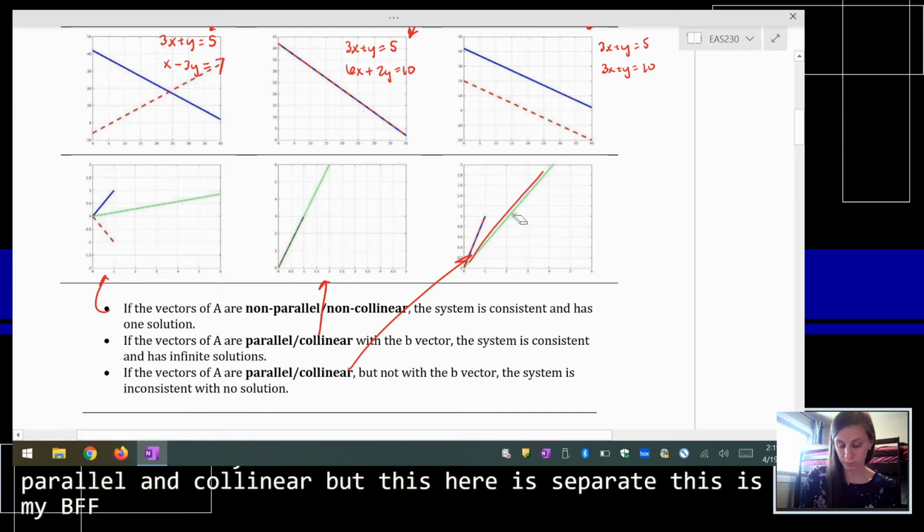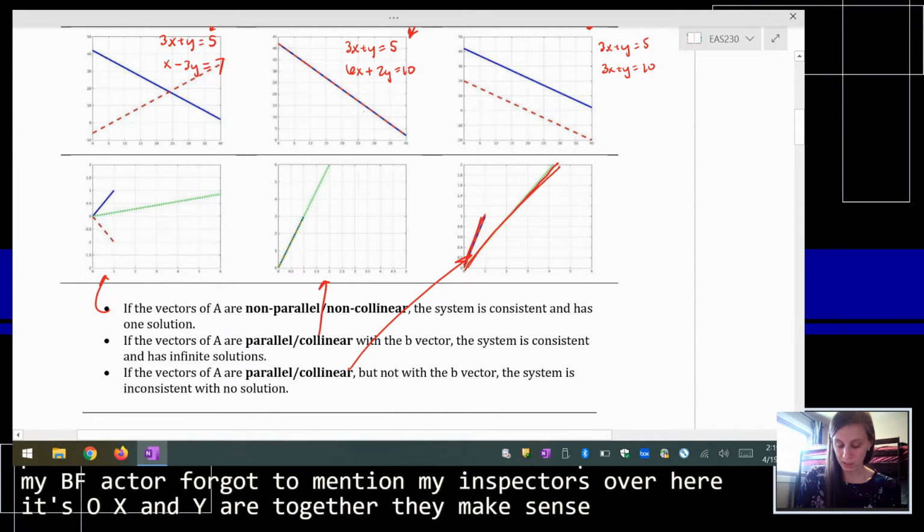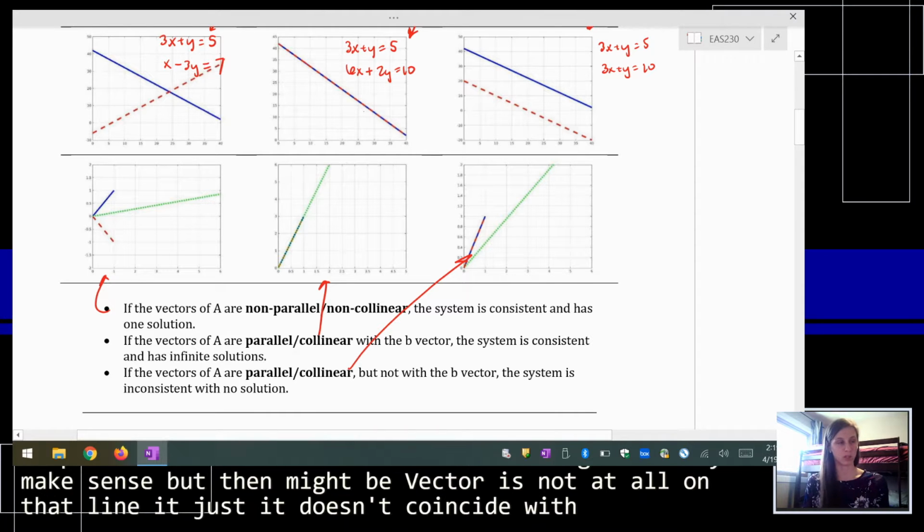This is my b vector. I forgot to mention my vectors over here. So x and y are together, they make sense, but then my b vector is not at all on that line. It doesn't coincide with my equations at all, or my vectors at all.